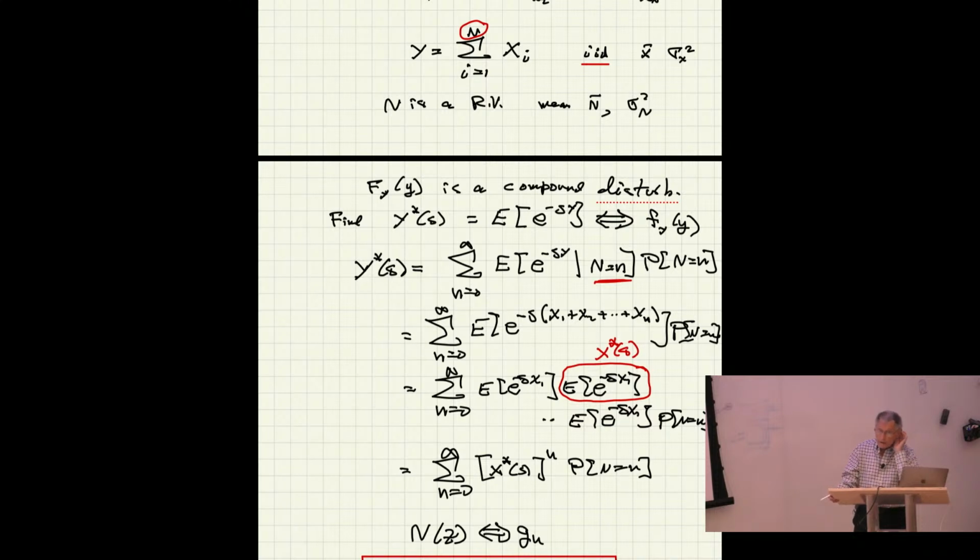Say that again, I'm sorry. Why is it that you multiply the expectation with the probability instead of multiplying the expectation with the expectation? Oh, how do you condition? The question is, why are we multiplying by this? And the answer is, think of what conditional probability is.